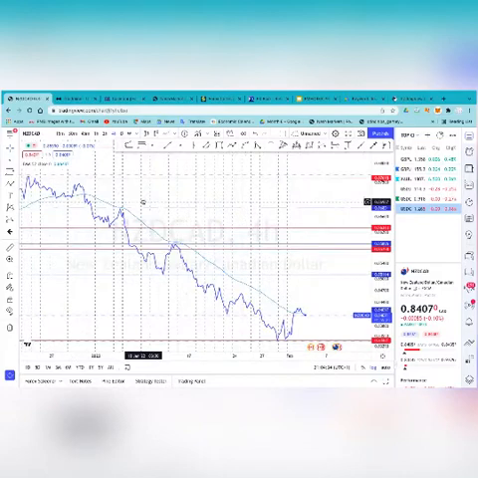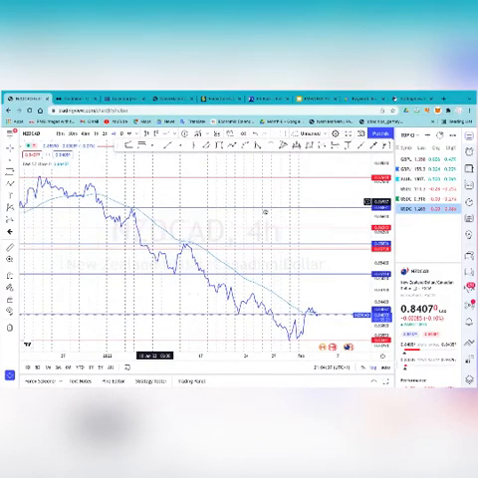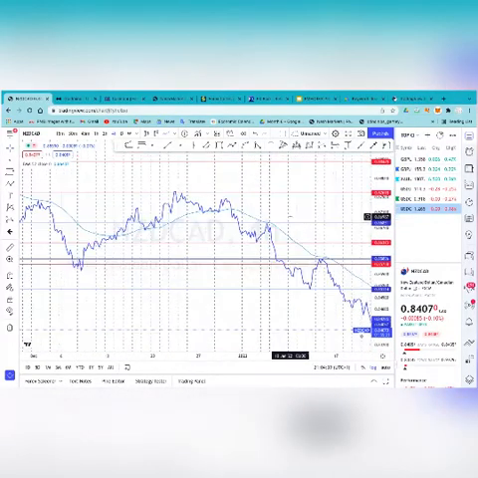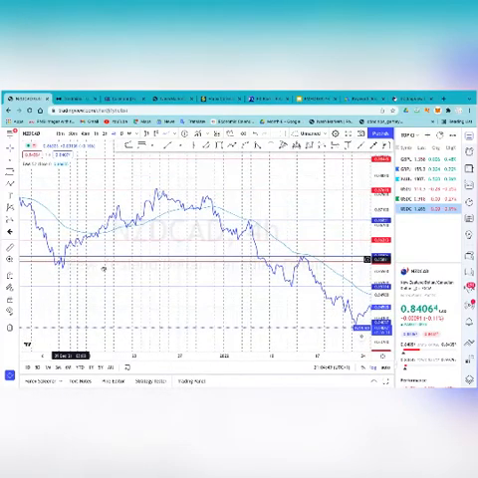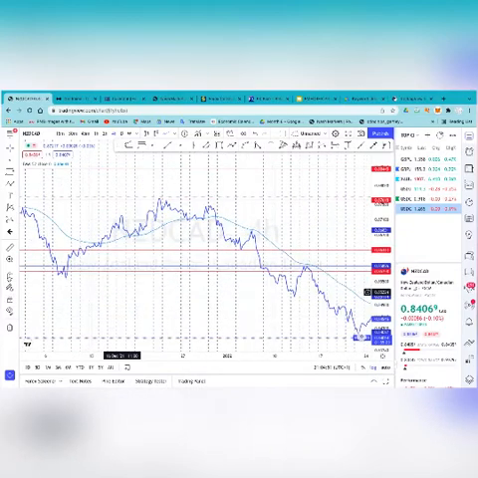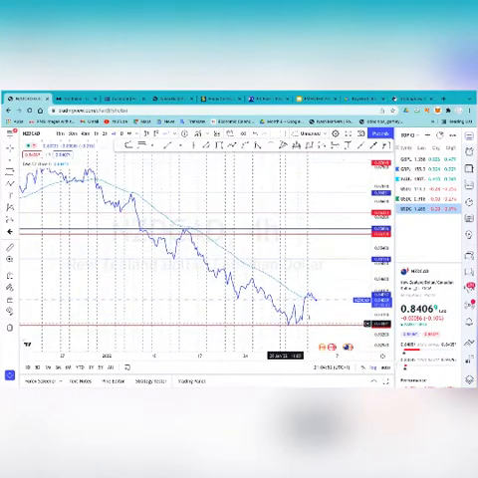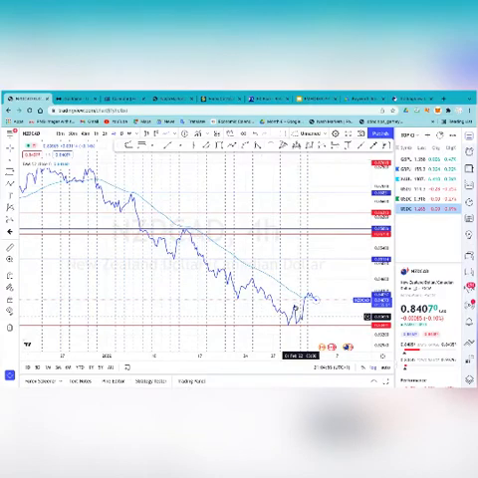Where else? Where else? No, I'm not saying you should buy yet. The structure is not complete. What I'm actually looking for is just a little dip in. It could retest this level or retest this level. If it retests this level, not bad.